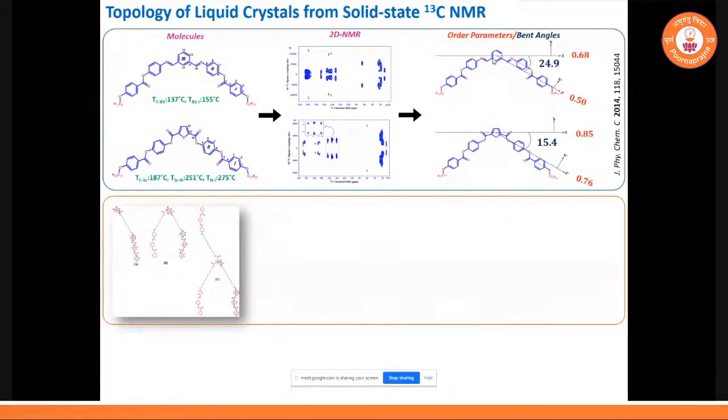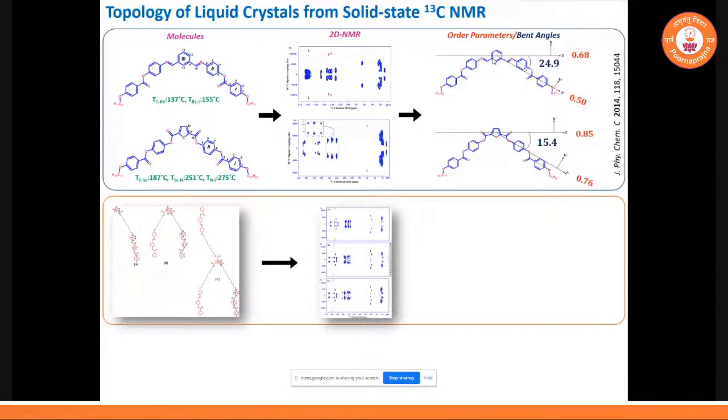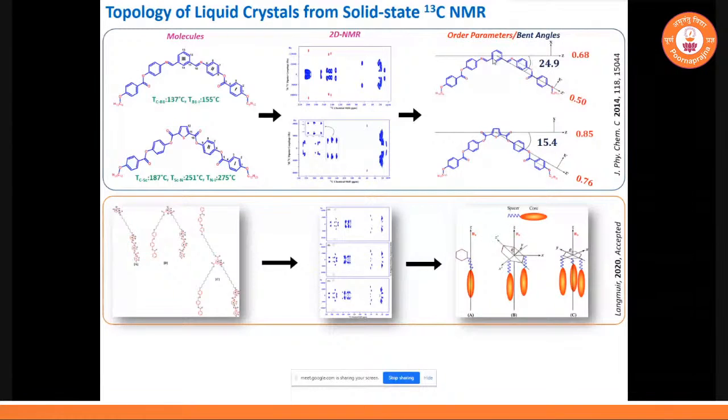Similarly, this is our recent work, published only last week. Here we take one monomer, a dimer, as well as a trimer, with three wings attached to the central phenyl ring. This all shows the liquid crystalline property. I'm not going to go into detail on that one. Again, we've done a similar experiment where we extracted the dipolar coupling and computed the order parameter.